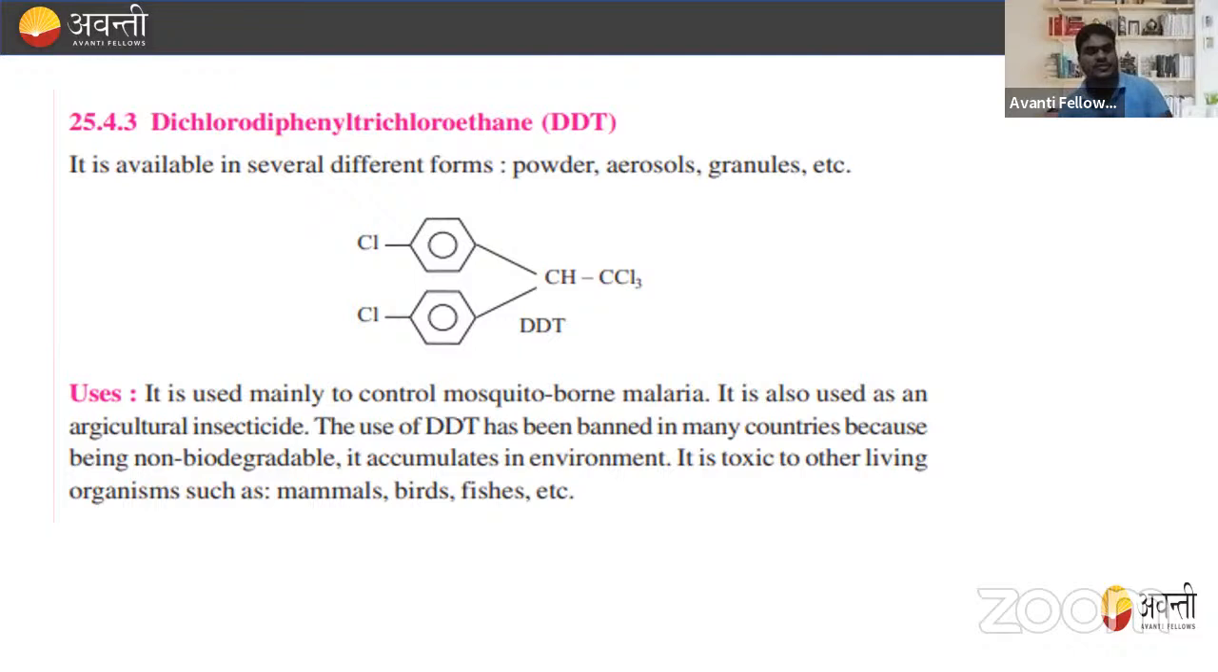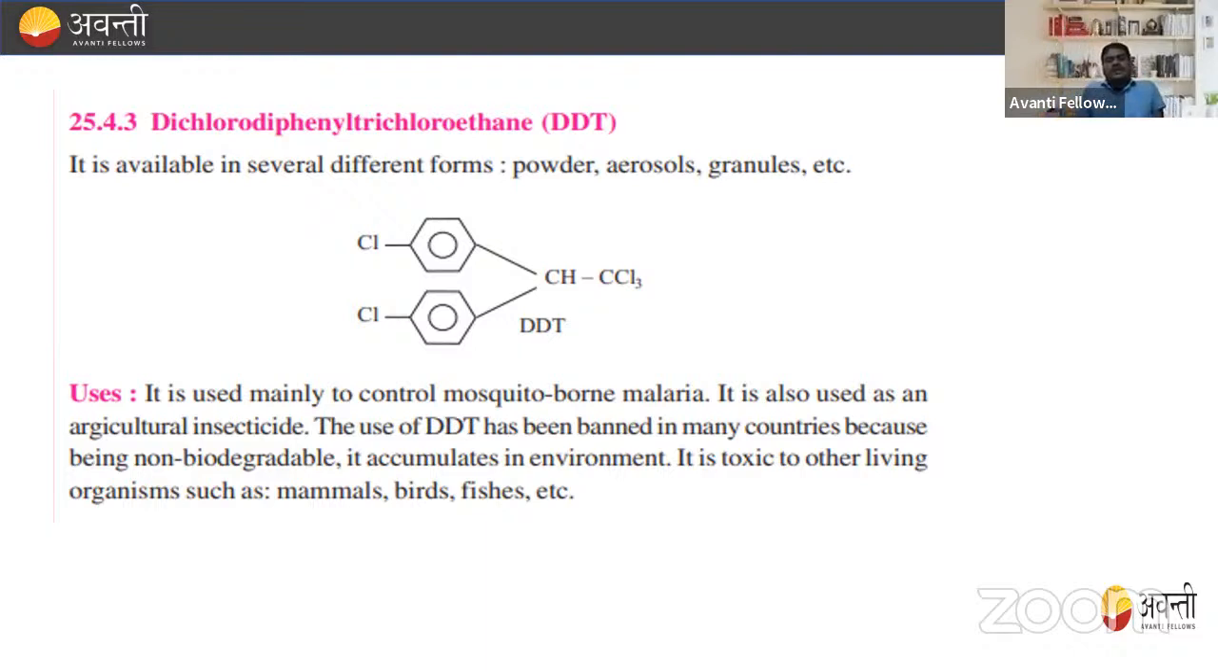So this is the structure of DDT, that is, we have a chloro and CCl3. That's why its name is dichloro. So we have two chlorine groups, dichloro and phenyl, and at number one we have a trichloroethane, right? Trichloroethane.